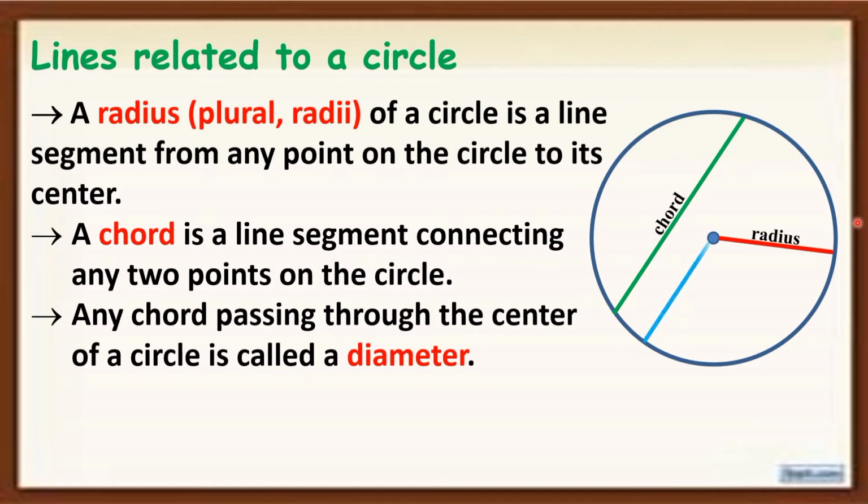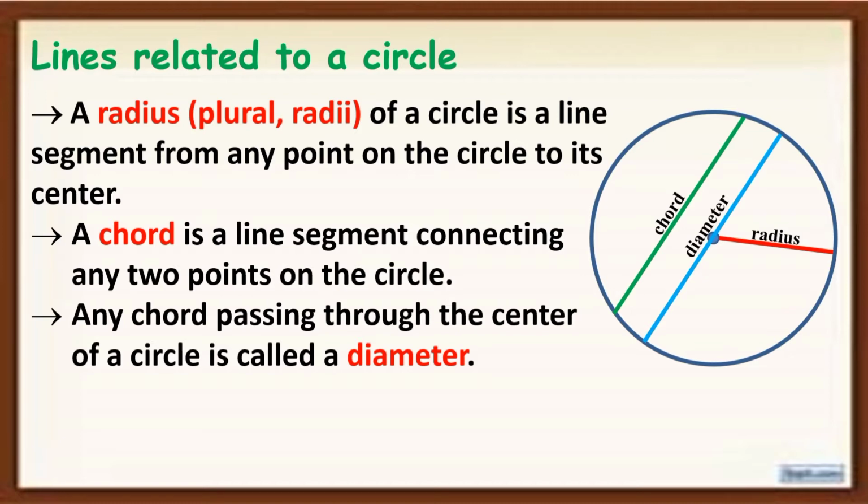Next, any chord passing through the center of a circle is called a diameter. So this one is an example of a diameter. Again, when we say diameter, it is a chord that passes through the center of a circle. So this one is the center. As you can see, this chord passes through the center. That's why this line segment is what we call a diameter.